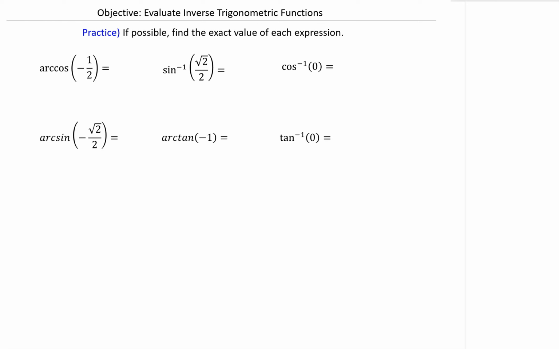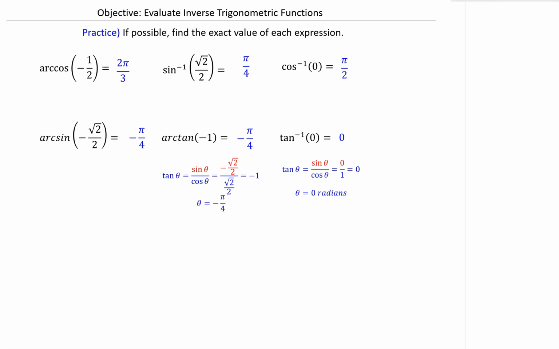Let's take a look at the results. All right, so here we have arc cosine of negative 1/2, and so we are looking for an angle that has that cosine value. We have to realize that cosine would be negative in the second quadrant, and the angle that has that cosine of negative 1/2 would be 2 pi thirds.